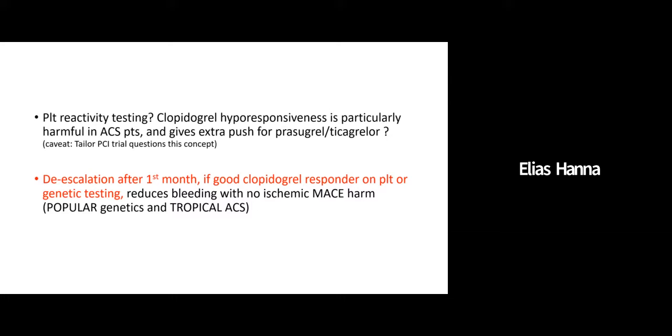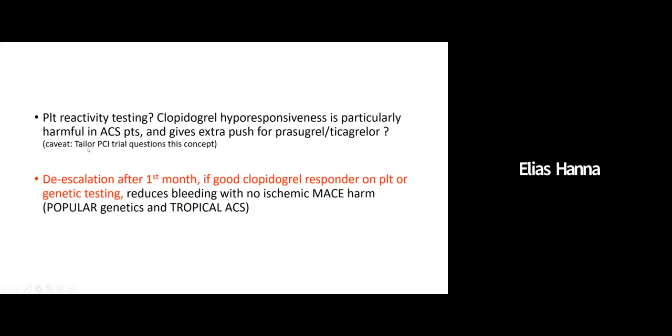Another thing that one may think of is, maybe I should look at whether we're resistant to Plavix or not, and tailor its use accordingly, tailor the use of the more potent drugs accordingly. That seems like a reasonable strategy, except it's not proven to be useful, and I'll go over that a little later when I talk about platelet reactivity quickly.